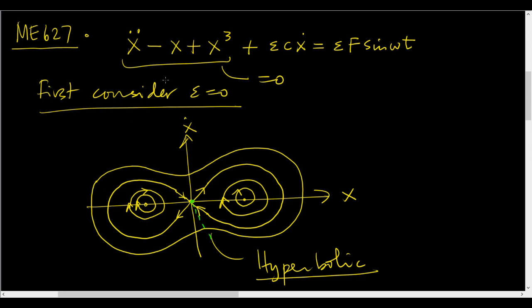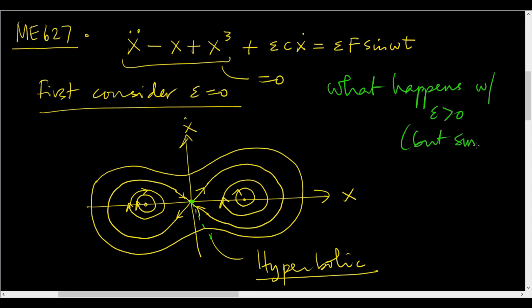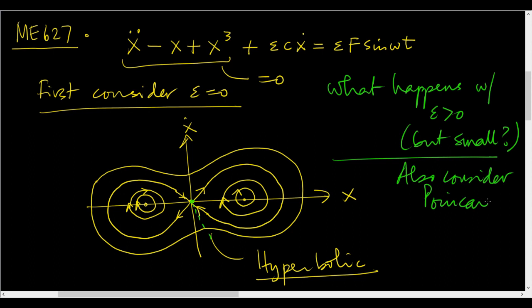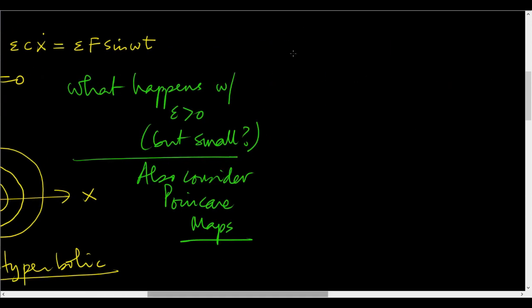Now, what happens with epsilon greater than 0 but small? That is an interesting question. Now we will also simultaneously think of this system using Poincare maps. Okay, so when we think of this as Poincare maps, what we are thinking of is the picture we have seen before in earlier lectures, you know.